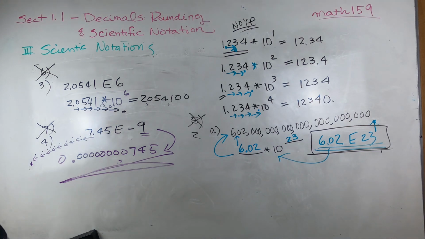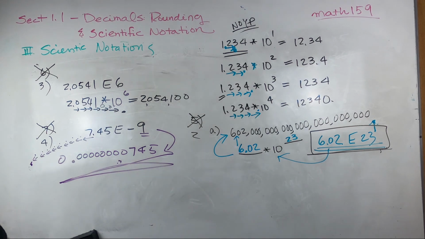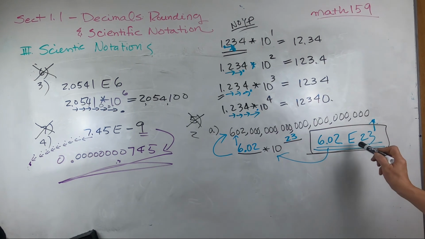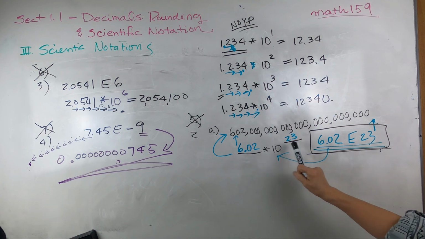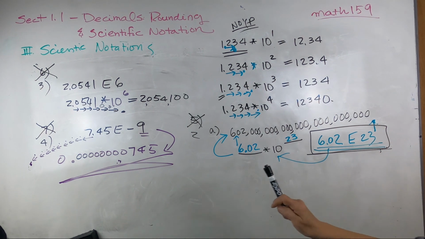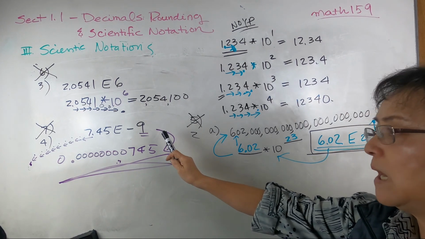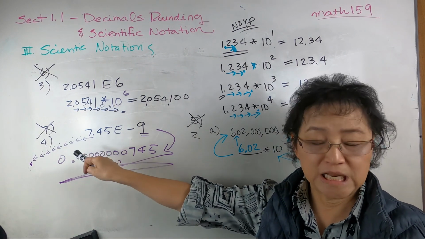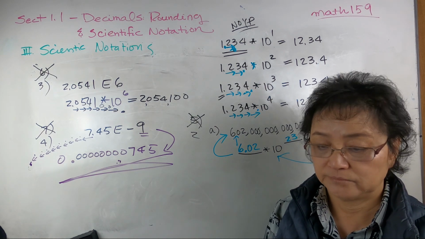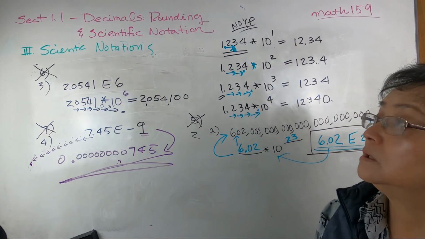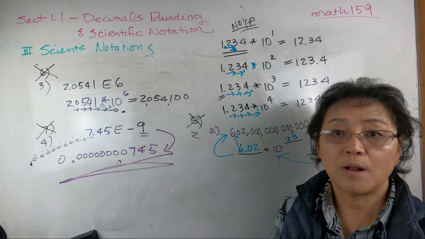Got an idea about scientific notation? How does the calculator do it with more digits? They will use E. If it's positive, it means you have to move your decimal point to the right, whatever they say. If it's negative, it means what? You have to move to the left. Got the idea? Okay, so that would be our section 1.1.